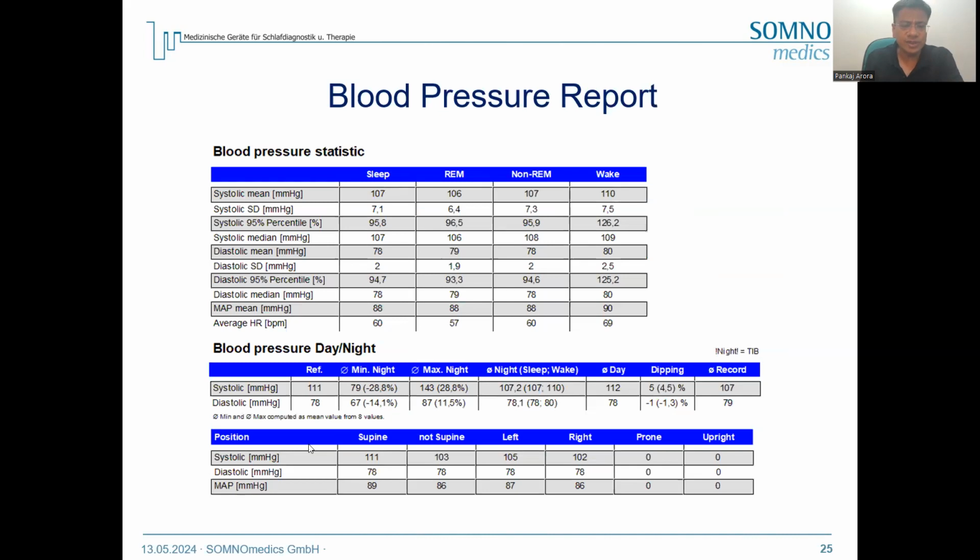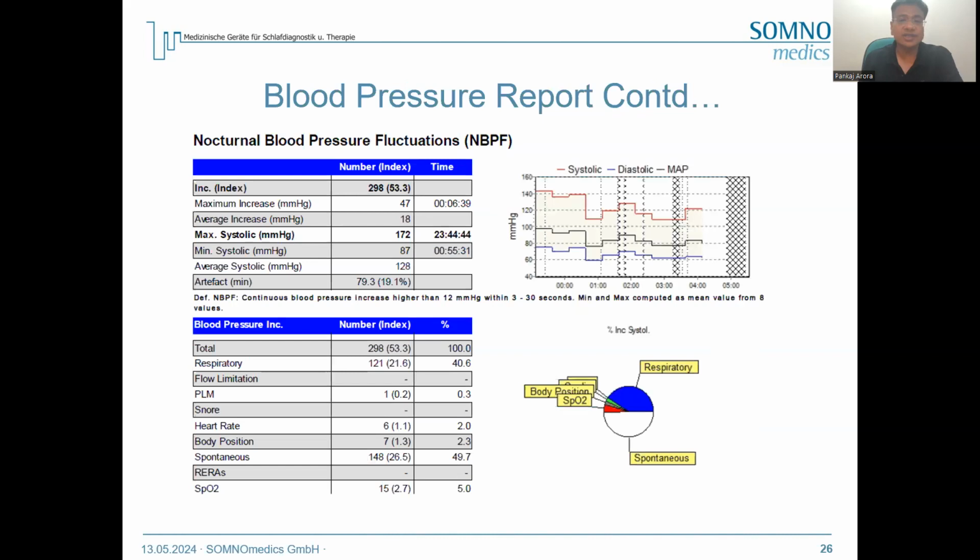Then it also gives you a position-wise systolic, diastolic, and mean arterial pressure. The average supine systolic was 111 and diastolic was 78. Similarly, non-supine was 103 and diastolic was 78. Non-supine is basically lateral positions, whether left or right. So this also gives you a comprehensive report.